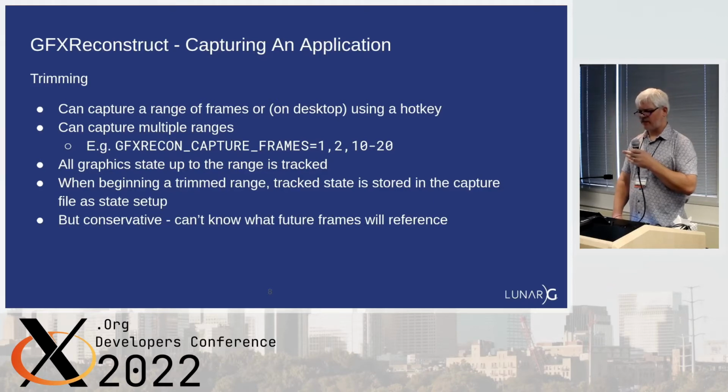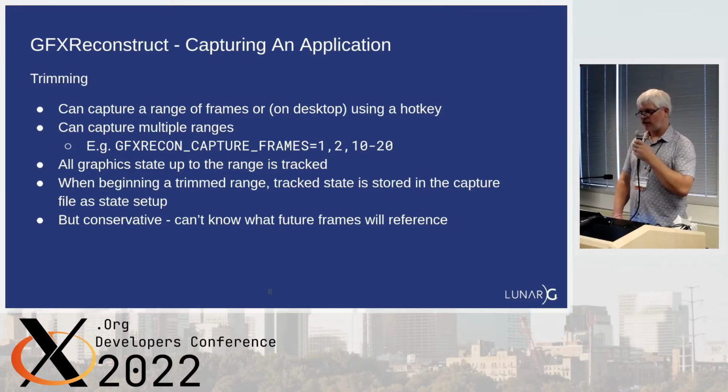All graphics state up to the range that's being captured is tracked. And then when we begin the trimmed range, there may be several, the tracked state is stored in the capture file. So in this example here, I want to trim to frames 1, 2, and then 10 through 20. So I'll get 3 files for that. And each one will have state set up for each of those ranges, all the way to 1, all the way to 2, all the way to 10 to 20.